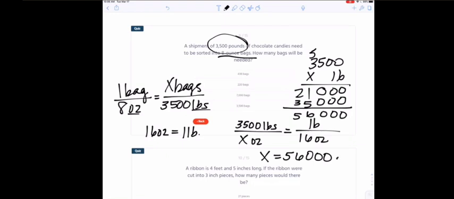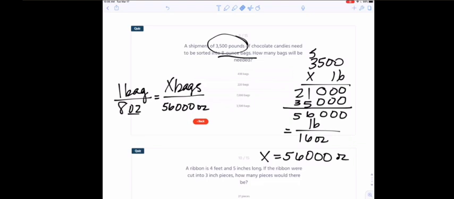Now that we know the number of ounces, we can put that over here. So 56,000 ounces. Now let's cross multiply. I'm going to make a little space for myself here. 8 times x is 8x. 1 times 56,000 is 56,000. I'm going to divide by 8.